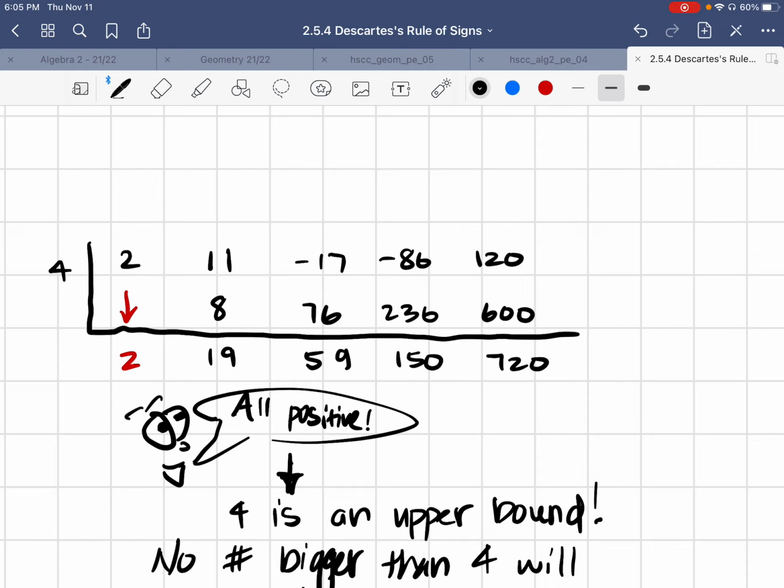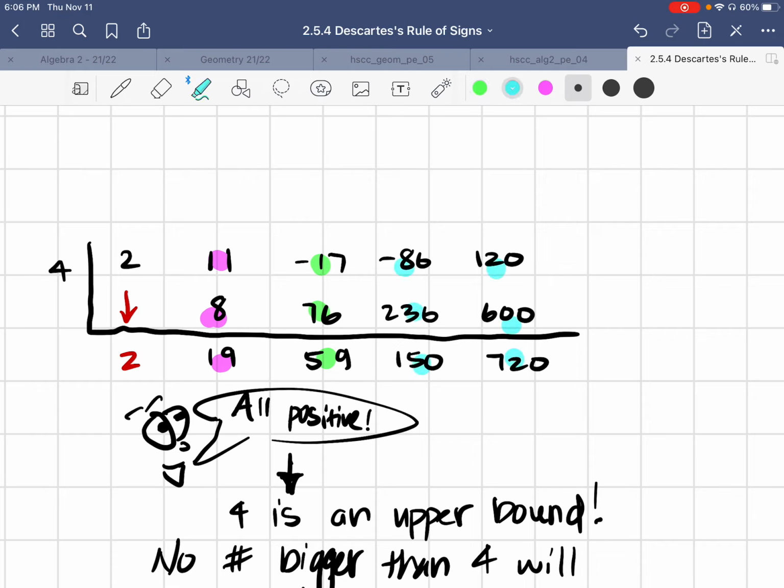So when I dropped down, I multiplied, so 4 times 2 is 8. That's where this 8 comes from over here. And then 8 and 11 add up to 19. Then I multiply the 4 and the 19, I got 76, combine the 76 with negative 17, and got 59. And you can see how this is going to work out.